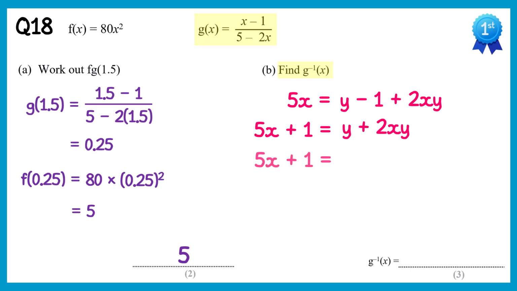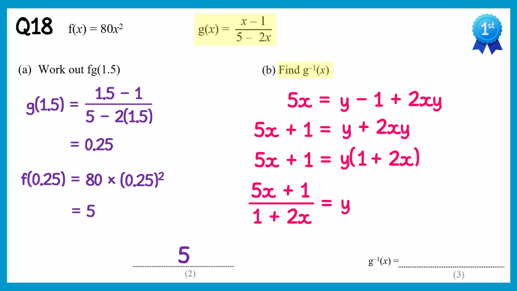I can leave the left hand side the same, but on the right hand side I can now factorise out the y. It will be y, and then inside the bracket I'll need 1 since y times 1 is y, and 2x since y times 2x is 2xy. I can then divide both sides by this bracket here. On the left hand side I'll have 5x plus 1 over that bracket, and on the right hand side that will cancel, so I'll just be left with y. I've now got y as the subject, and I can replace that y with g inverse of x. So the answer to the question is 5x plus 1 over 1 plus 2x.